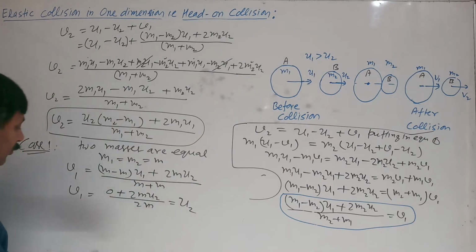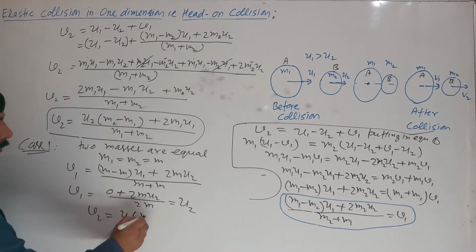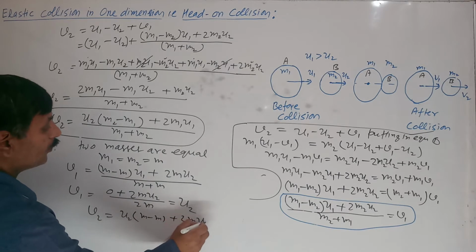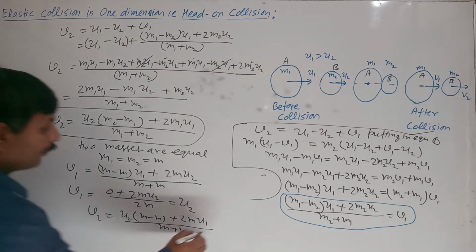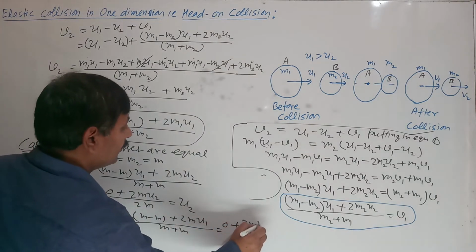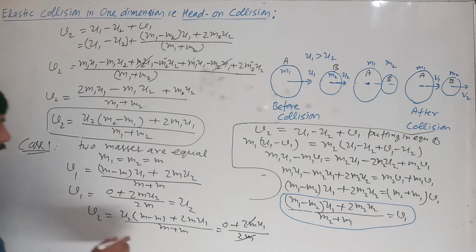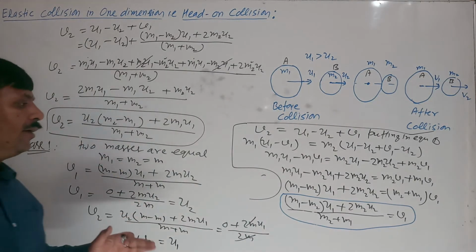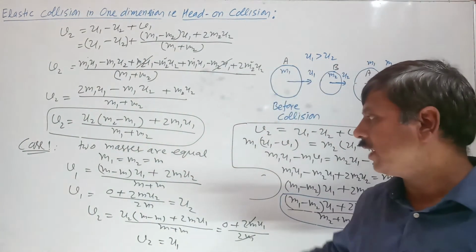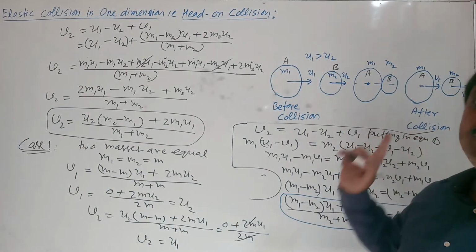What about v2? Then v2 is equal to what? Same, m2 minus m1 means m minus m, plus 2m u1 divided by m plus m. Here m minus m is 0, and 2m u1 divided by m plus m, 2m, 2m cancel out. What result has come? v2 is equal to u1. So look carefully: if two masses are equal, the result is v1 is equal to u2.